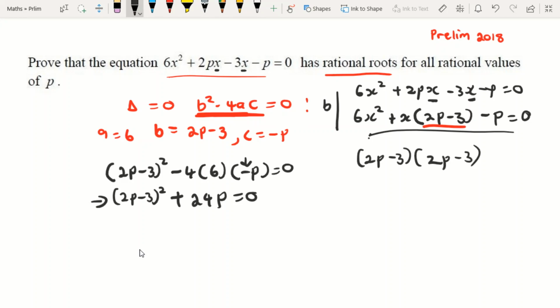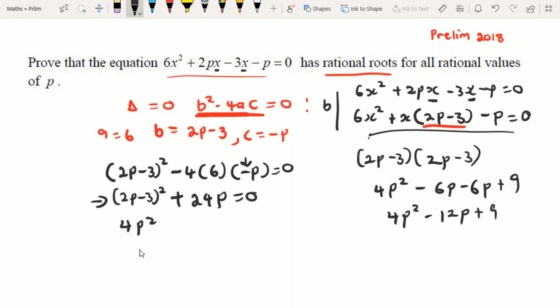So to multiply this product, we have 4p squared minus 6p plus 9. Right, so it's 4p squared minus 12p plus 9. So it's 4p squared minus 12p plus 9 plus 24p equals to 0. So to simplify these, we have 4p squared plus 12p plus 9 equals to 0.